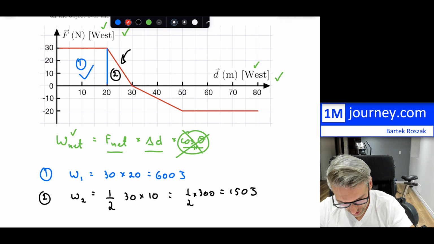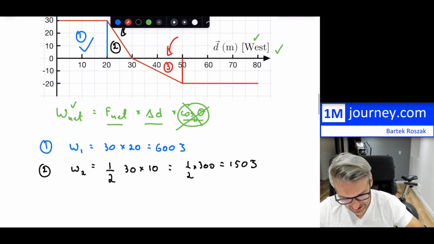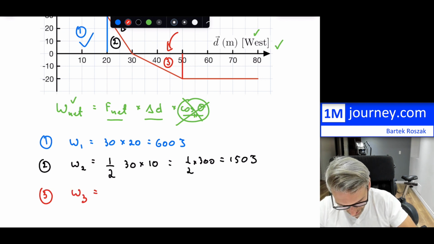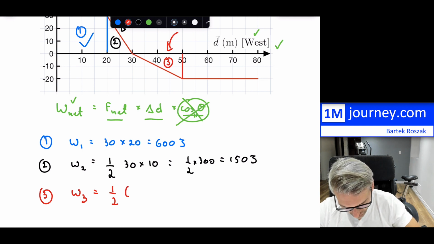Now let's keep on moving along. This is going to be my third piece. I'm going to go red in there. This is 3, so that's this piece right there. But notice now it's negative all of a sudden. So this is piece number 3. It's 1/2 because it's a triangle, and it's going to be -20 there. As you can see, that's the height of that triangle.